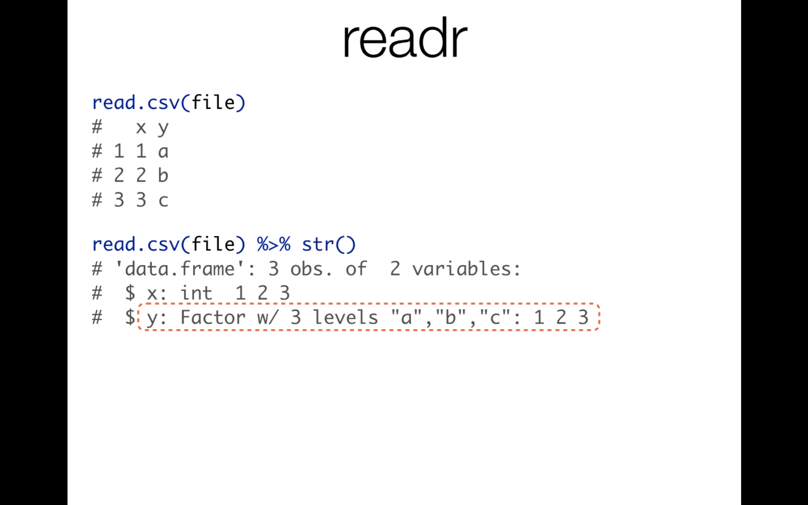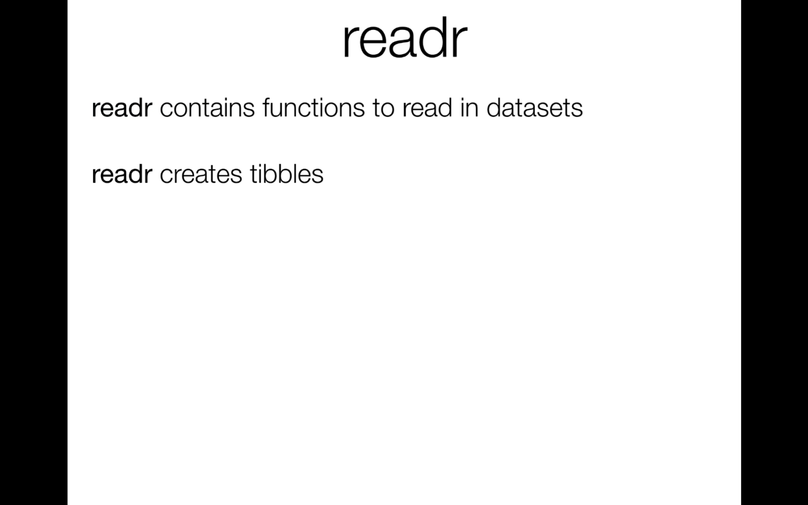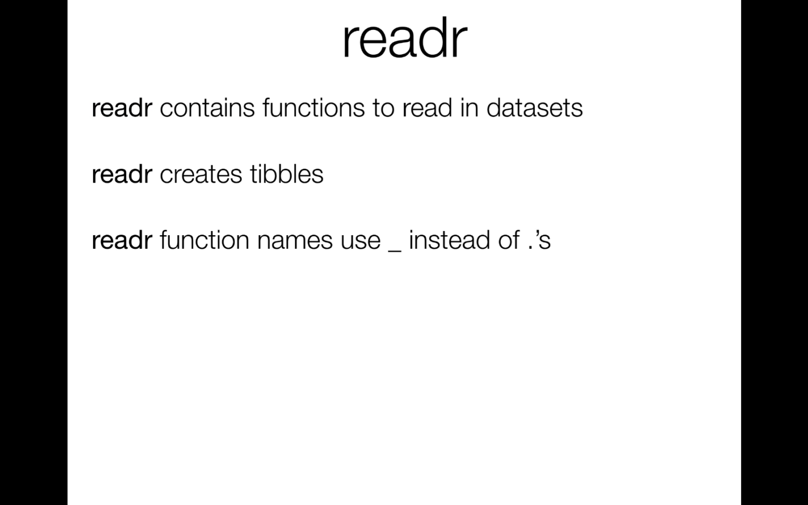read.csv by default is going to mess with your variable types, just like it's going to mess with your variable names. So one of the changes in readr is that the readr functions are not going to do that kind of thing. All readr functions are going to output tibbles, and the functions that do the reading in readr use underscores instead of periods. So instead of read.csv, the readr equivalent is read_csv.